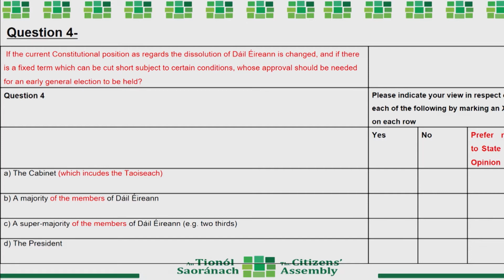We added in, as with the other ones, the prefer not to state an opinion option, so that follows what we've done before. In terms of the options, we tried to make it clear that the Taoiseach is included in the cabinet.